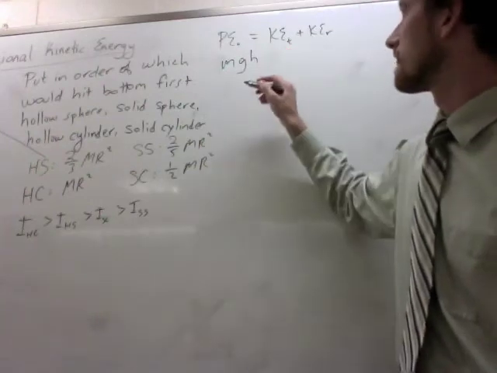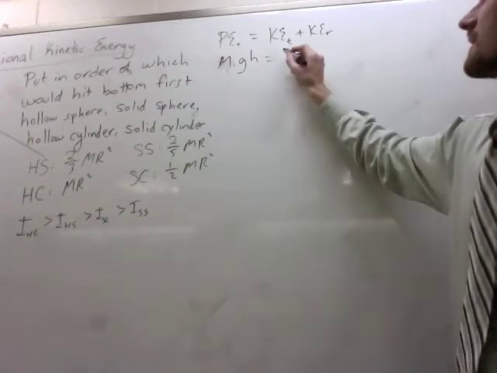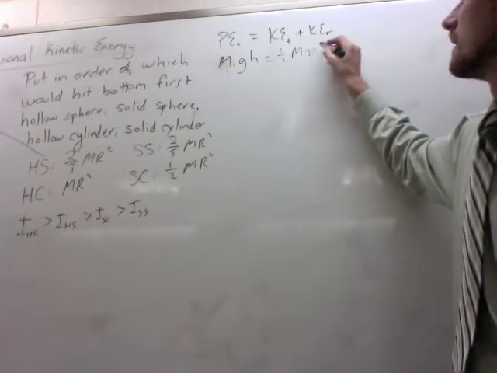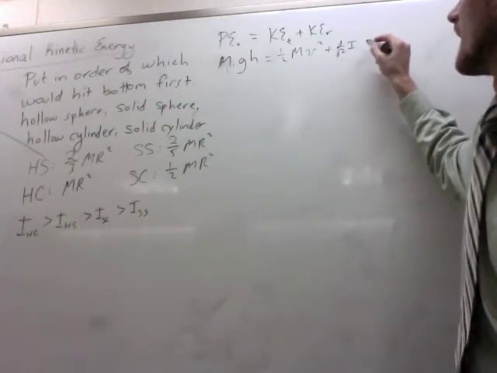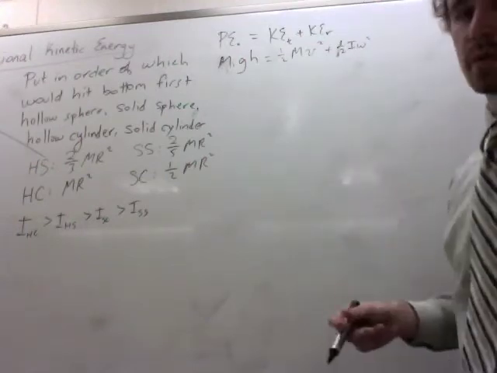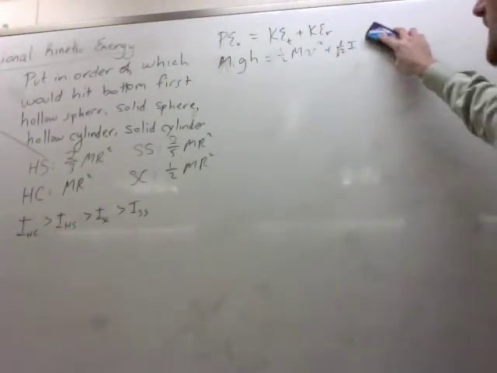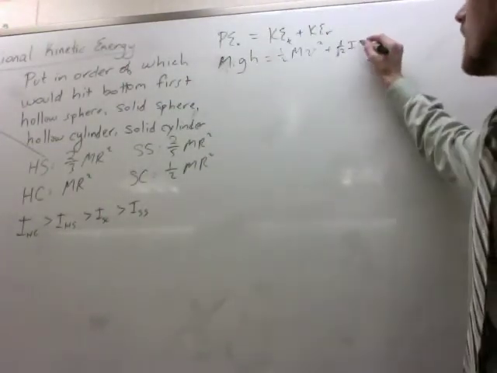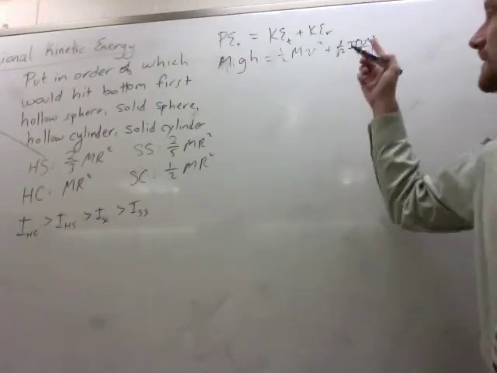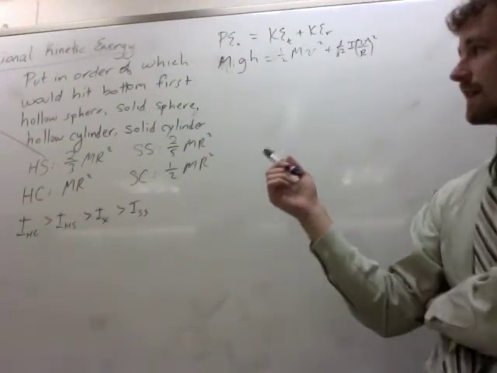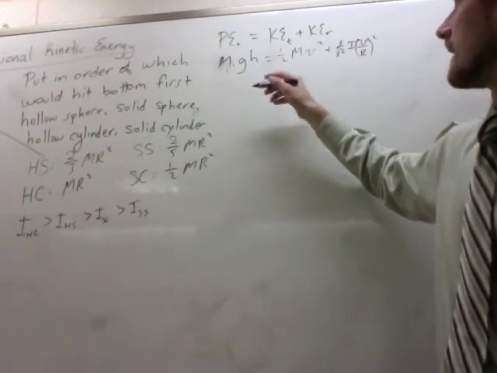In each case, our initial potential energy is mgh. Our kinetic energy is going to be 1/2 mv squared, and our rotational kinetic energy is going to be 1/2 I omega squared. Now, using the fact that this is rolling without slipping, we can change that omega to be v over r. And what's important is that v, because the one that hits the bottom first is obviously going to be the one that has the highest velocity. So let's do some algebra here.